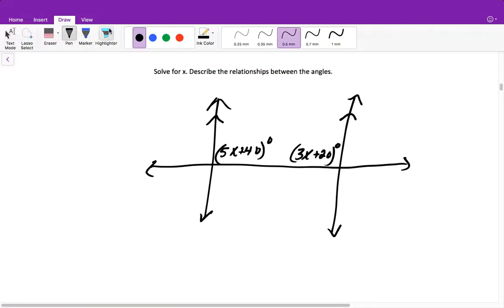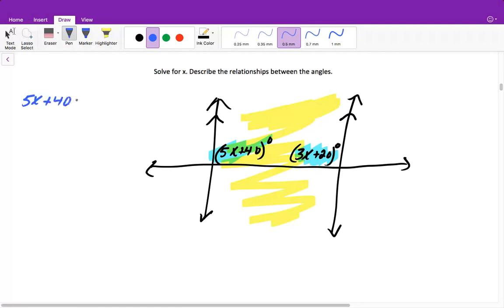All right, so the next one now, we look here, we have this angle and this angle, and these are both on the inside of our two parallel lines, and they're on the same side of the transversal, so these are same side interior angles. And same side interior angles are supplementary, which means they add to 180 degrees. So 5x plus 40 plus 3x plus 20 is then equal to 180 degrees.